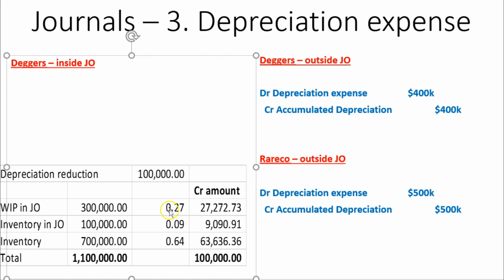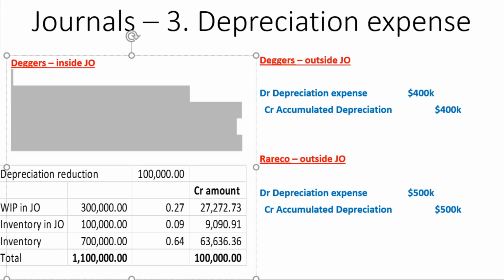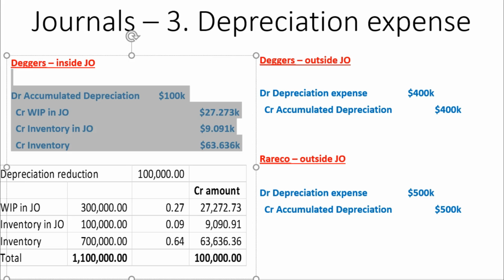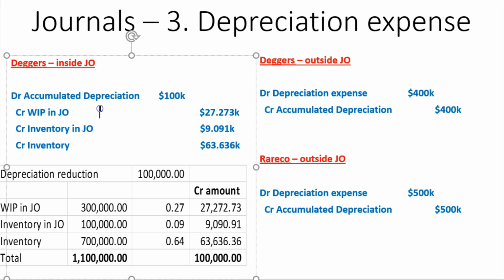So obviously, these percentages or decimals have been rounded slightly, but these actual multiplication amounts reflect the proper percentage amounts. So how are we going to record this adjustment? So we'll debit our accumulated depreciation because we believe we've depreciated by $100,000 too much. And we're going to credit all of these accounts by their proportionate share of the total.